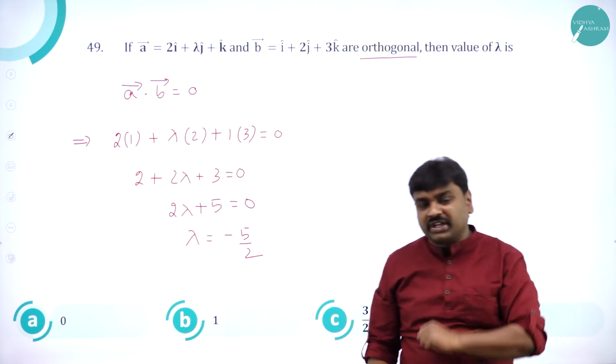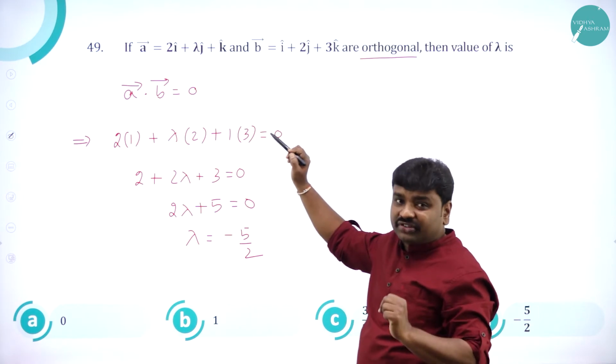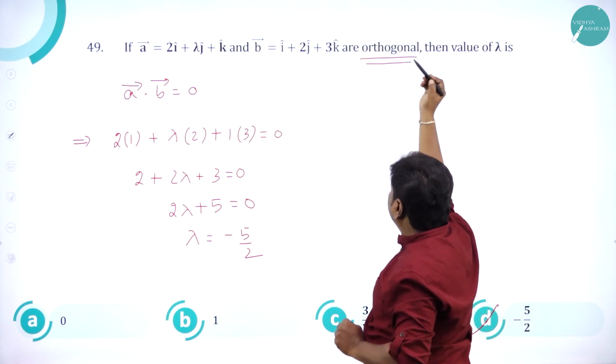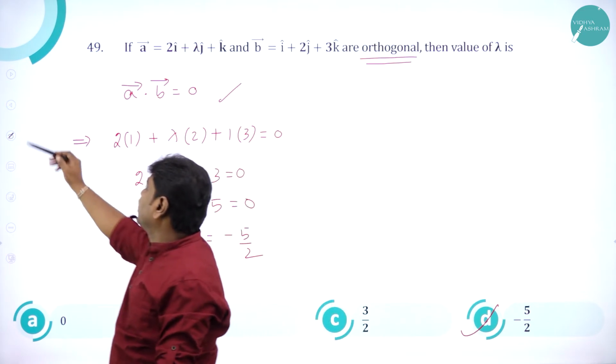What is the condition for two vectors to be perpendicular? The dot product is 0. Two non-zero vectors are said to be perpendicular or orthogonal. Both mean the same. The dot product is 0. That's what we use. You know how to do the dot product. A direct question.